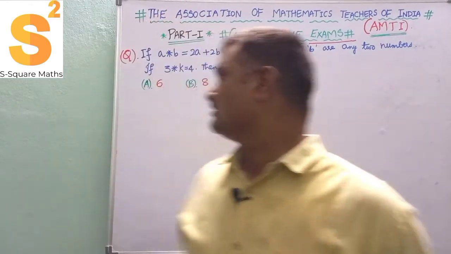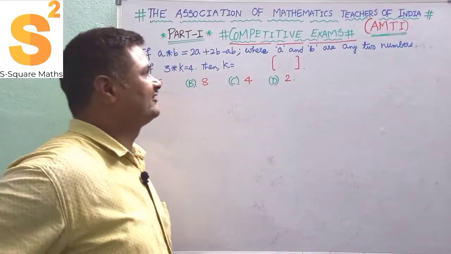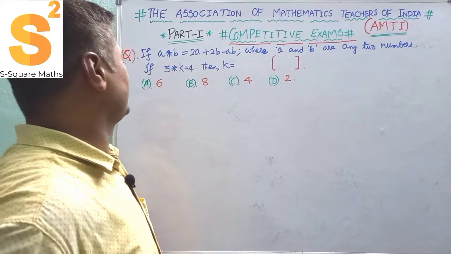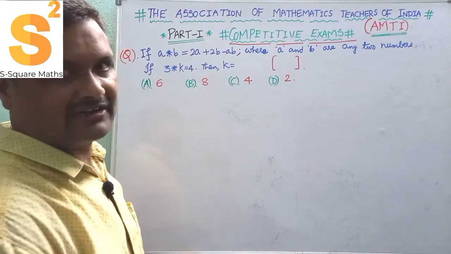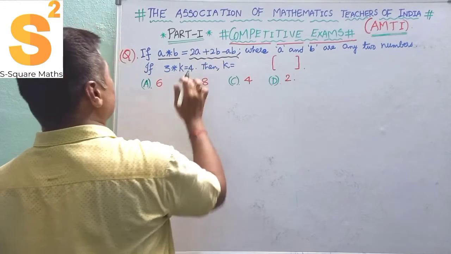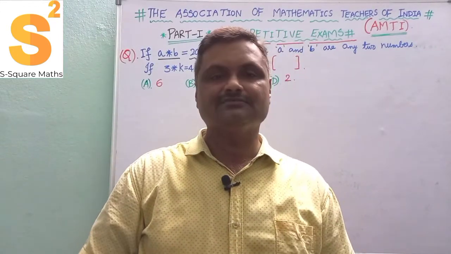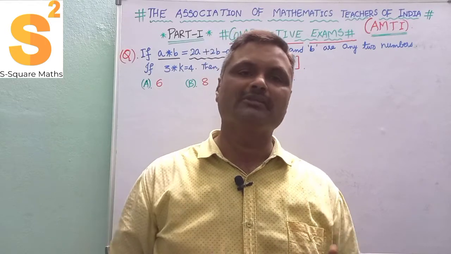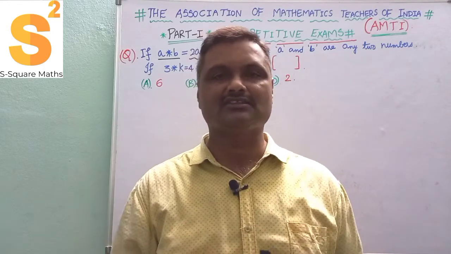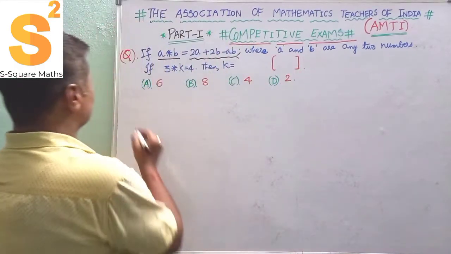And here is a binary operation defined between the two variables a and b, where a and b are any two numbers. If a star b is equal to a plus 2b minus ab, this is the defined binary operation. And if 3 star k is equal to 4, then what is k? Don't be afraid. In two ways I am going to explain this one for maths and non-maths students. So please listen carefully. It's very easy. Small logic is here. So, solution.